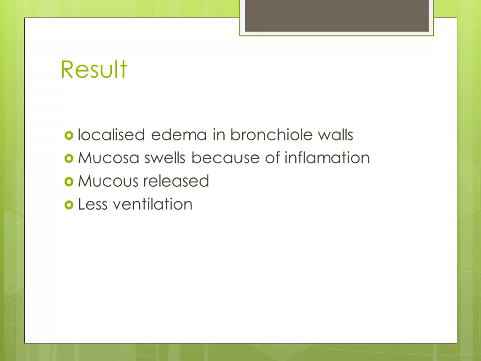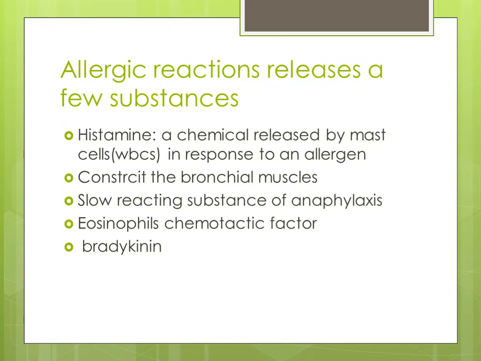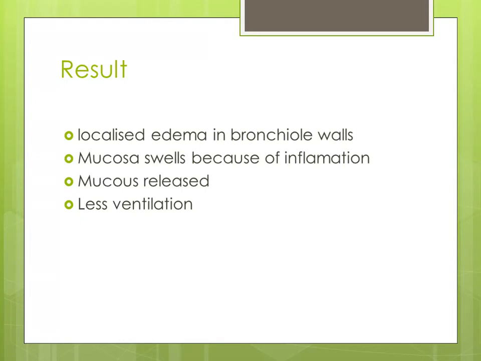And then there is the mucosa swelling because of inflammation. Again, there will be more mucus released, and another thing is there would be bronchiolar constriction, as histamine is involved in bronchiolar constriction. Slow reacting substance of anaphylaxis is also involved in constriction, along with bradykinin. So all of these things are going to reduce the size of the bronchioles, and when the lumen of the bronchiole narrows, there is increased resistance to air flow, and the passage of air is going to be difficult, and the person faces difficulty in breathing.